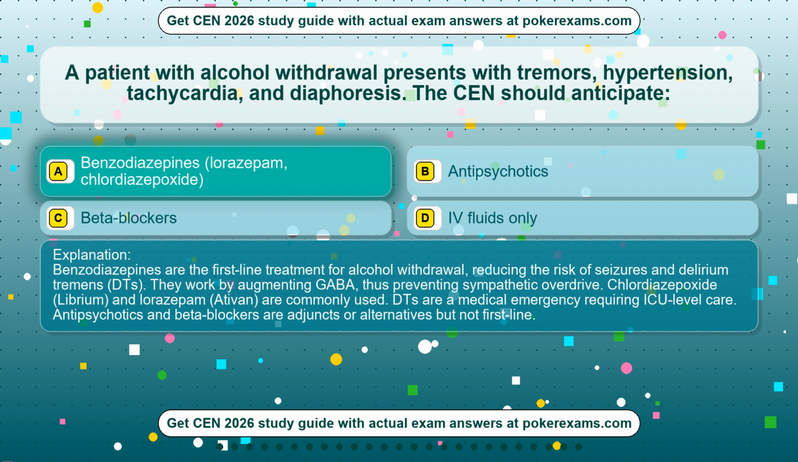Benzodiazepines are the first-line treatment for alcohol withdrawal, reducing the risk of seizures and delirium tremens, DTs. They work by augmenting GABA, thus preventing sympathetic overdrive. Chlordiazepoxide, Librium, and lorazepam, Ativan, are commonly used. DTs are a medical emergency requiring ICU-level care. Antipsychotics and beta blockers are adjuncts or alternatives but not first-line.